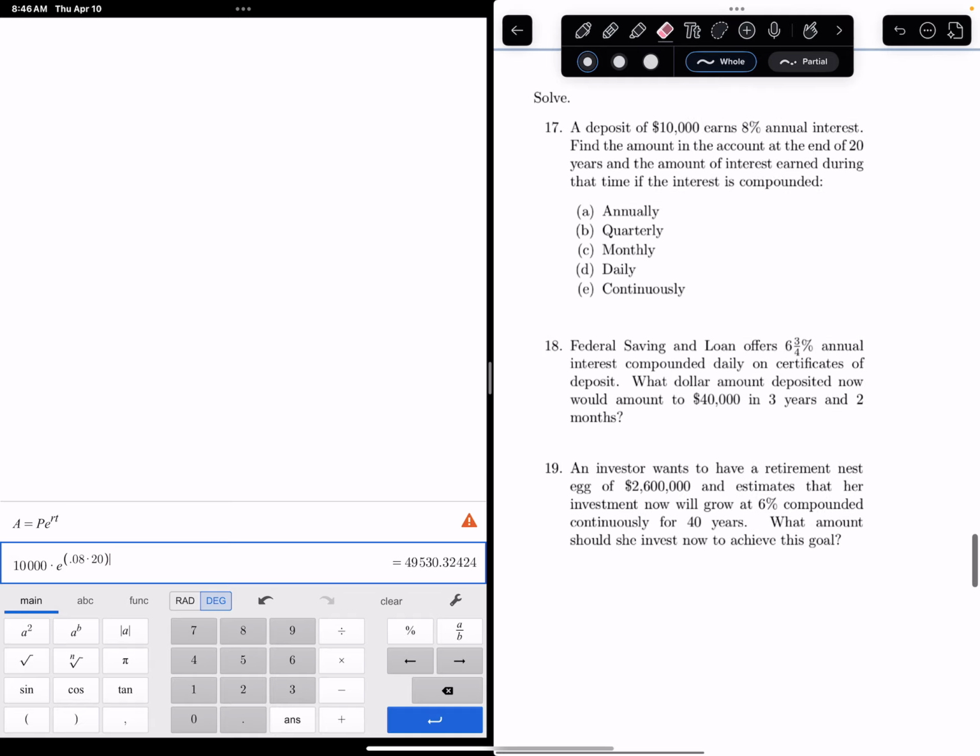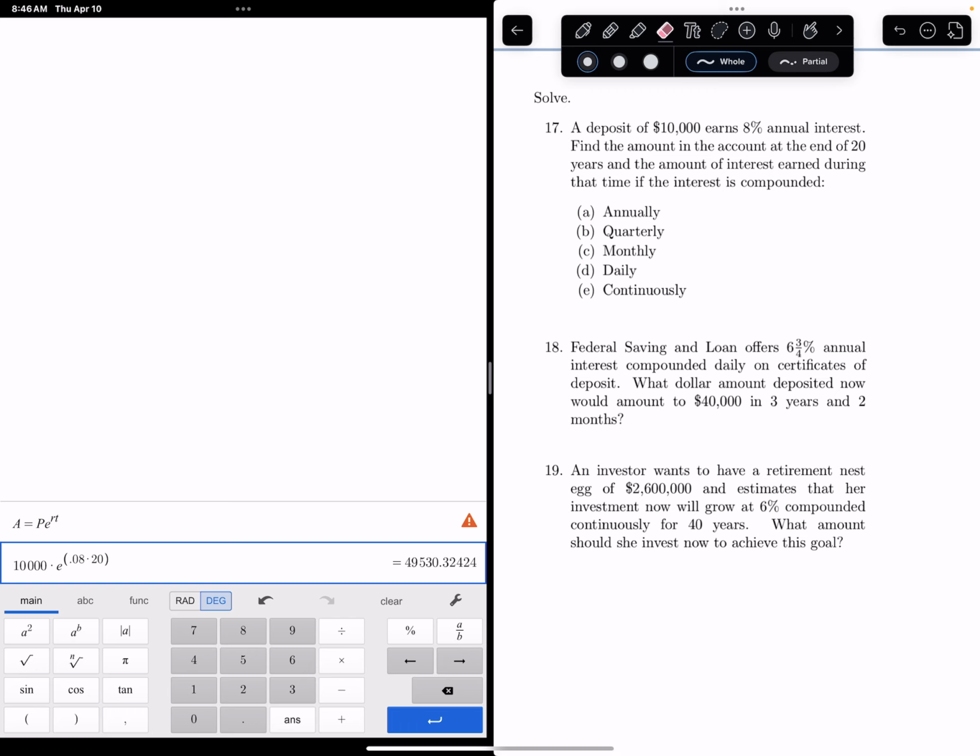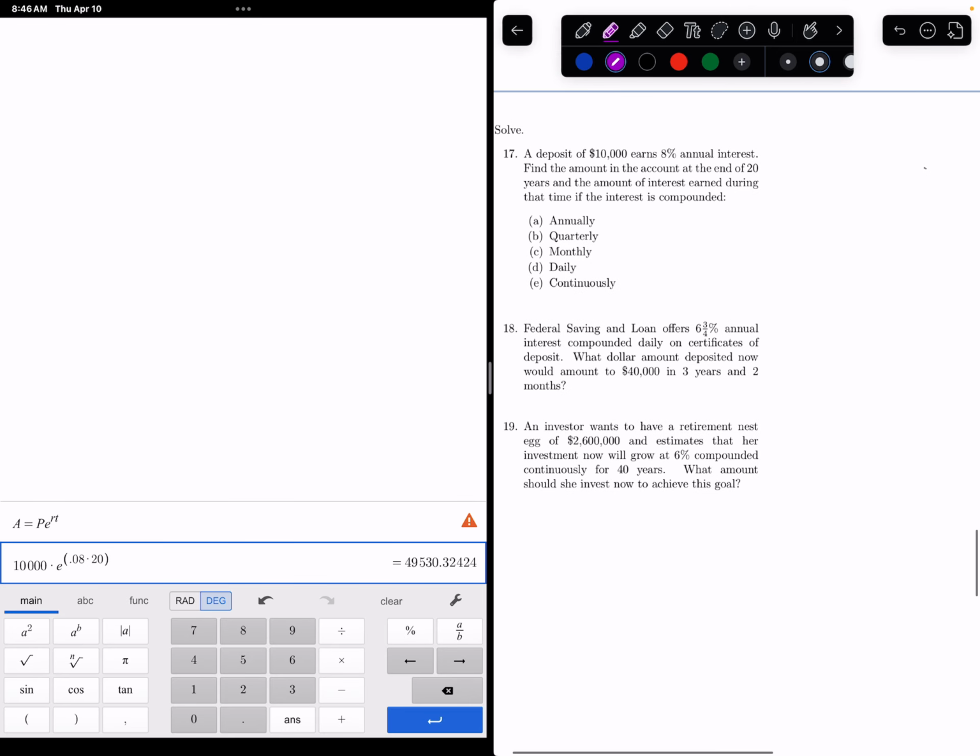Okay, so number 18. Federal Saving and Loan offers 6.375% annual interest compounded daily on certificates of deposit. What dollar amount deposited now would amount to $40,000 in 3 years and 2 months? Okay, so let's just label what we have so far first. So 6.75%. That one's pretty obvious. That is your R, right?